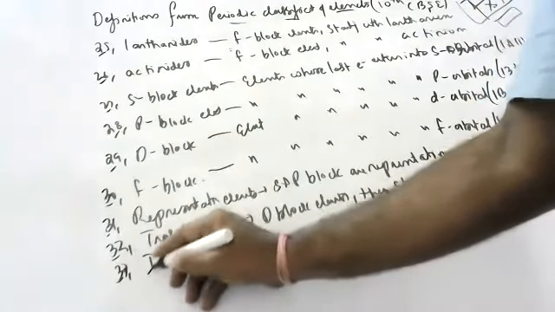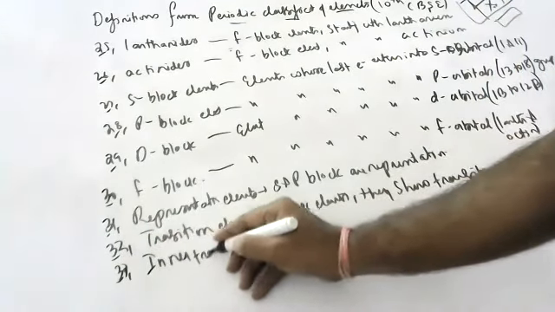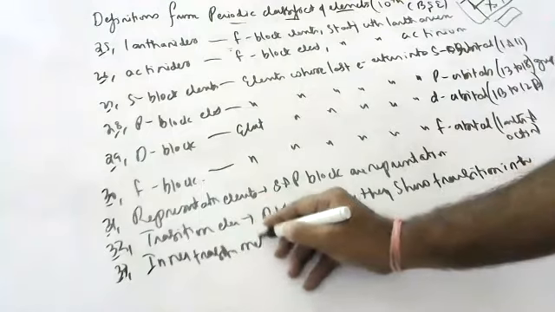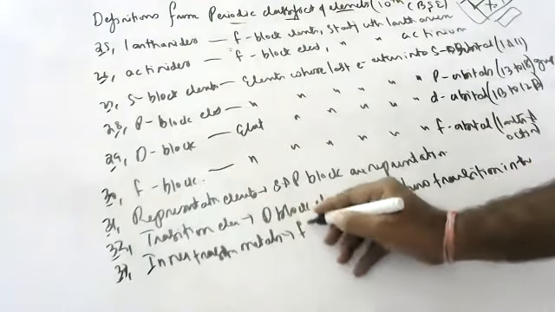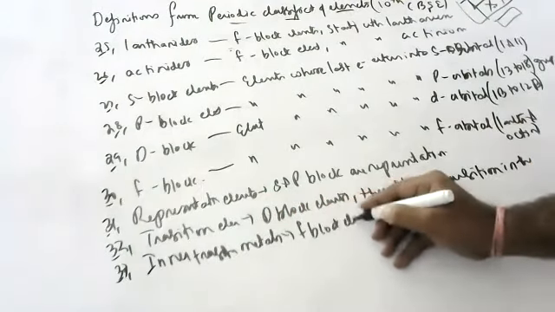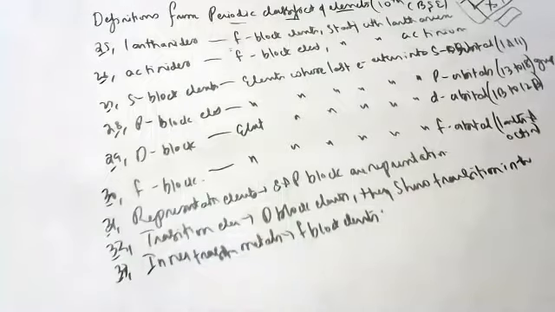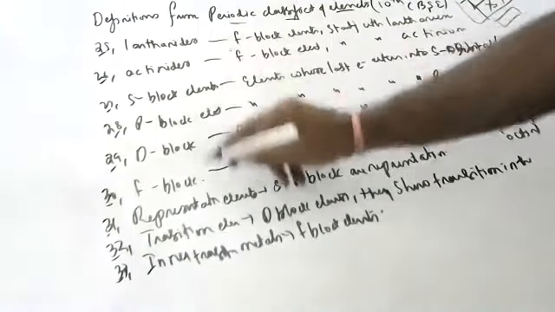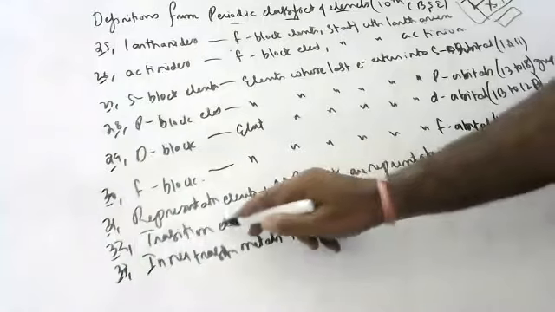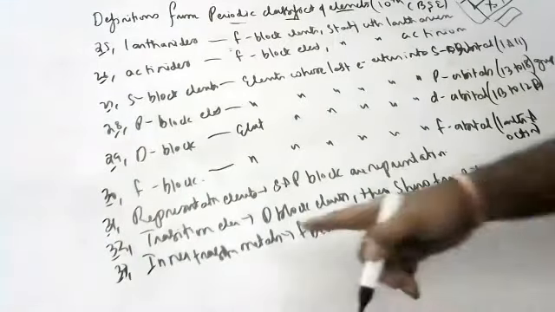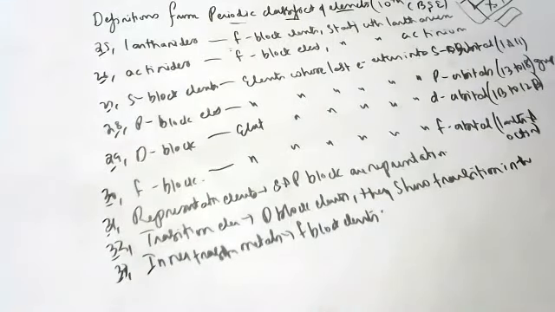Next, inner transition metals. F block elements are called inner transition elements. Children, representative elements: S and P block elements. Transition elements: only D block elements. Inner transition elements: only F block elements.